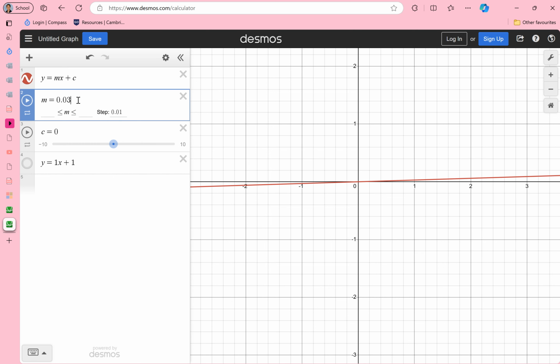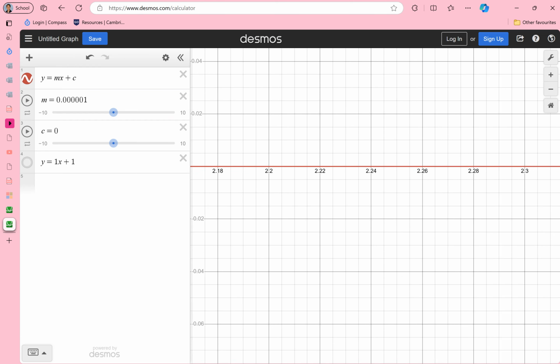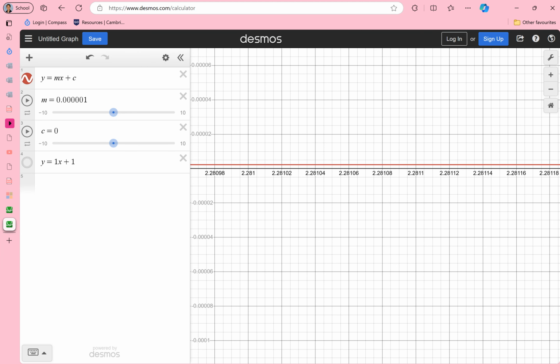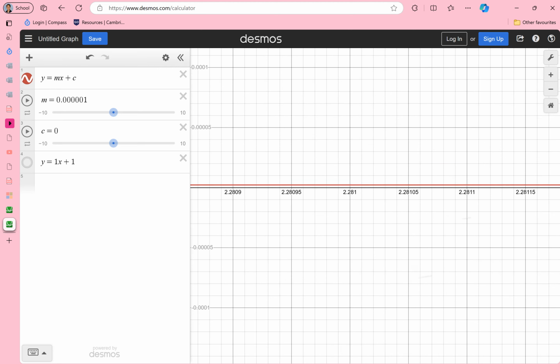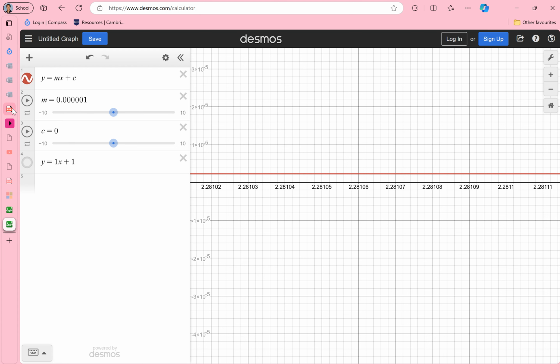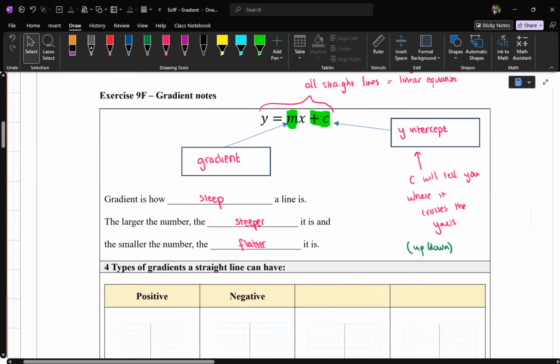If I change it to 0.03 or 0.003 or 0.0001, now if you notice, if I keep zooming in, it looks like it's horizontal, but if you actually zoom in very closely, wow, I've got to zoom in a lot. It's actually not horizontal, not perfectly. So there's always a gap there. And so same idea, the smaller the number, the flatter the line is, okay?